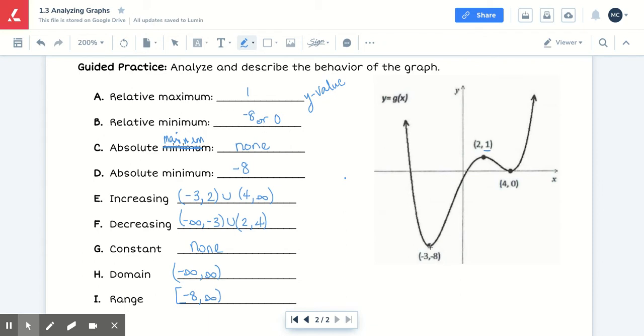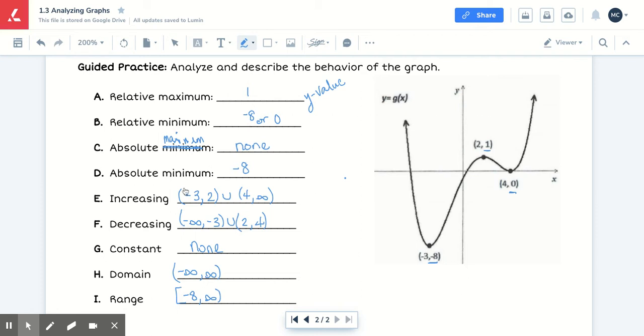The absolute maximum does not exist on this graph because there are arrows pointing upward, which means it continues going up toward infinity. And we don't say that infinity is a maximum of a graph. Absolute minimum is -8. That is the absolute lowest point on this graph.